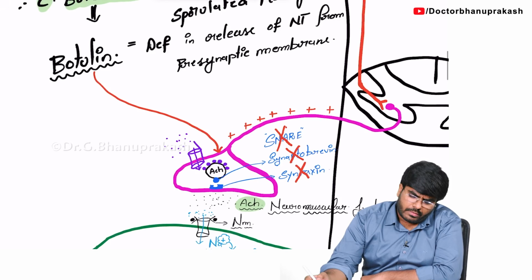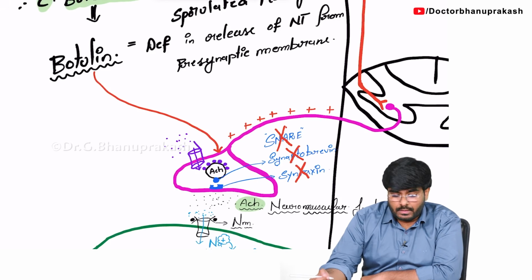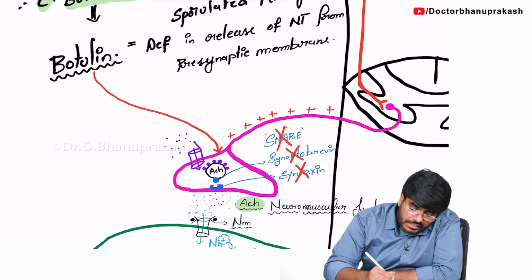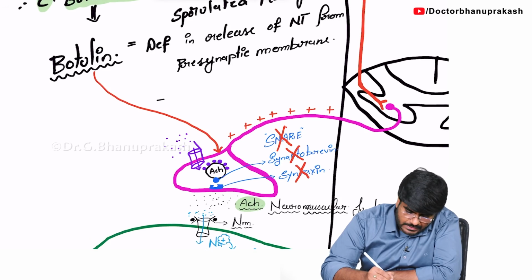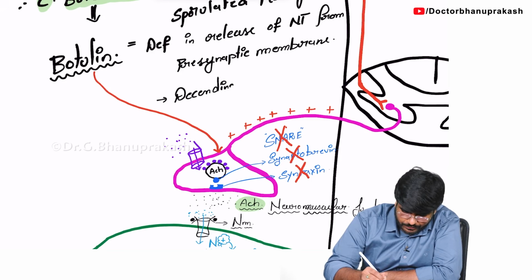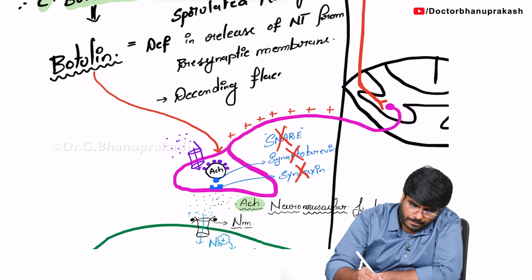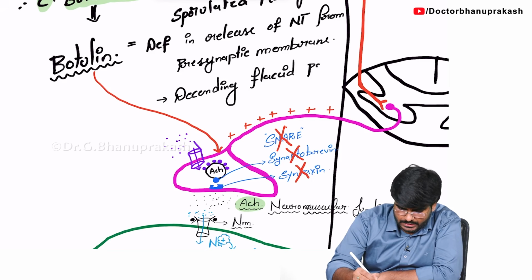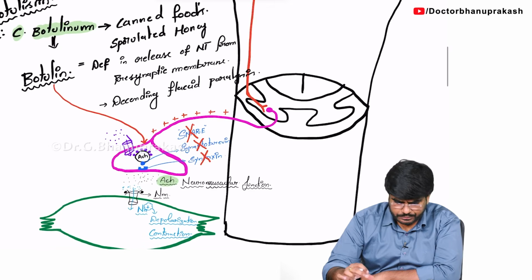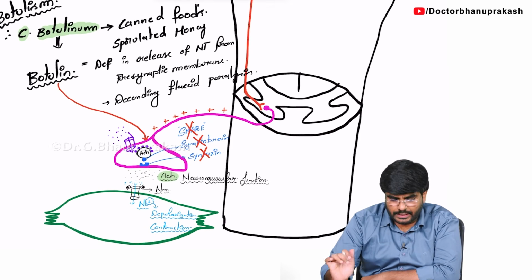Now you tell me what will happen. There is no release of acetylcholine, so muscles are not going to contract. So the patient is going to have a flaccid paralysis. That too, we use the word descending. Okay, descending flaccid paralysis. Now this is condition number 1.